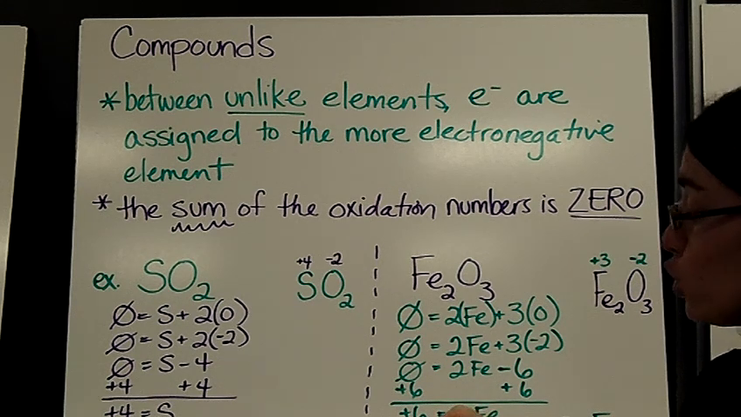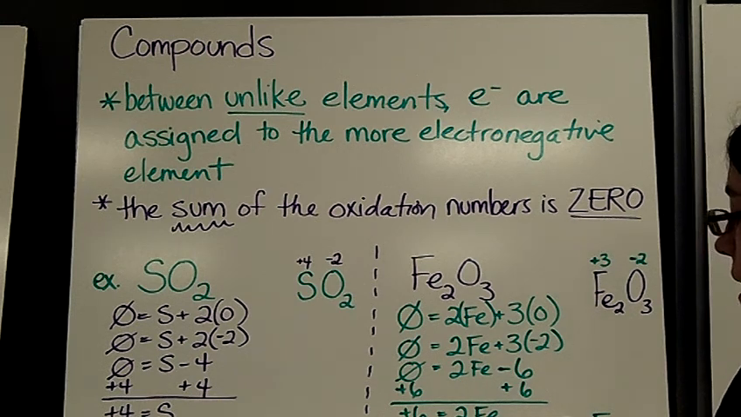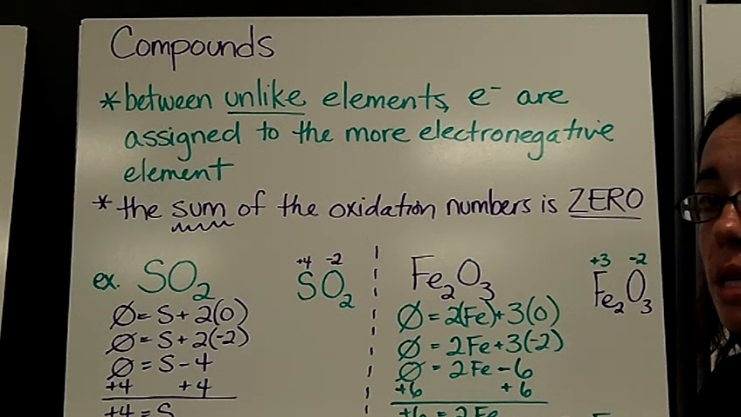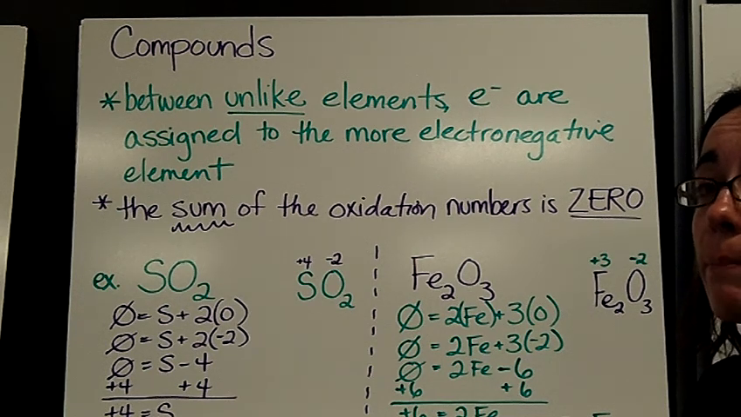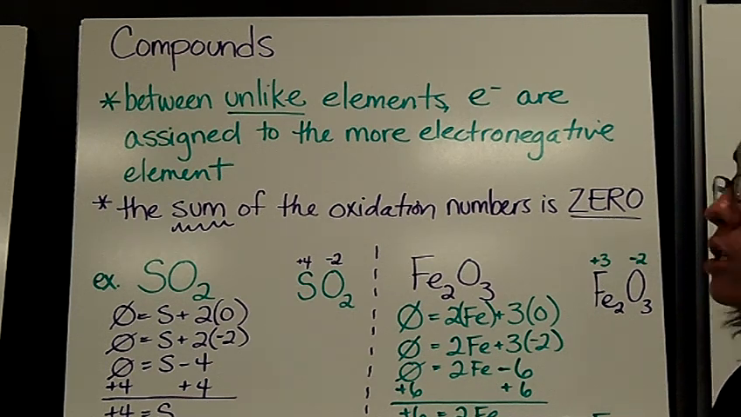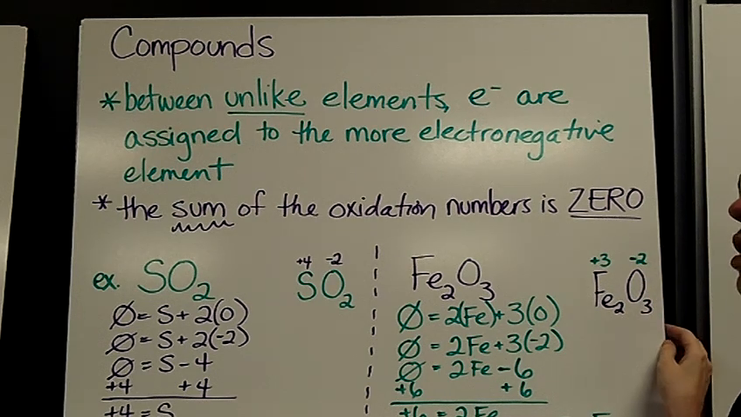+6 then gets divided by 2 on both sides to get the Fe all by itself. I then find that the charge of the iron is +3. When I refer back to the reference table, I see that +2 and +3 are my options, and in this case, I know that the +3 is the correct answer, and the -2 for the oxygen.